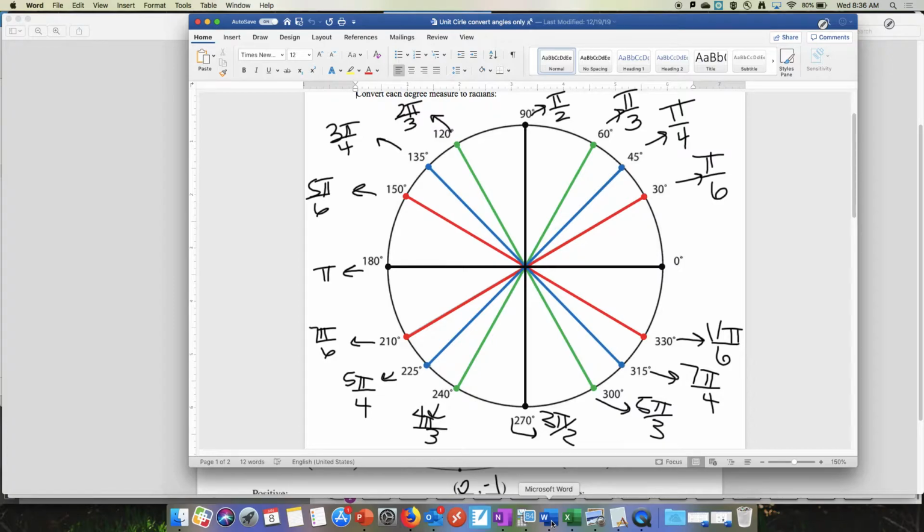We're only worried about pink right now, though. I only want you to do pink. As you're filling these in, take notice of maybe the patterns. Only worry about the pink. The pink lines and the pink angles.